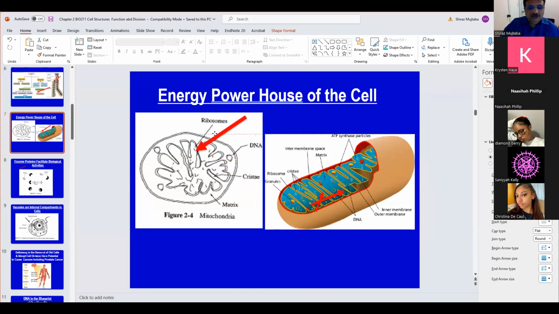And this cristae, this folded structure, is present in the matrix, which is analogous to cytoplasm or cytosol. So on this cristae, there are various proteins which are located that help in the synthesis of ATP. So that's about mitochondria.